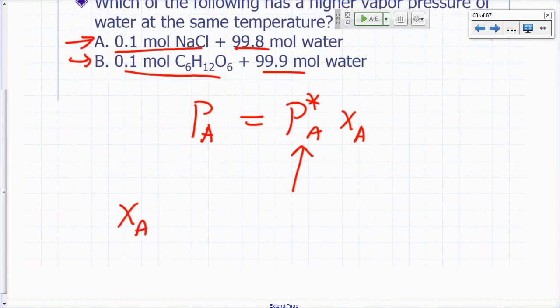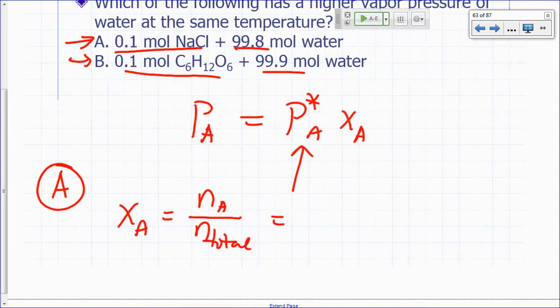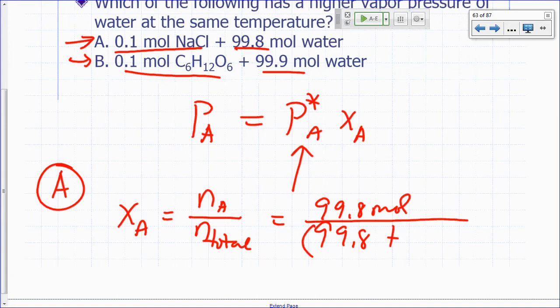So what's the mole fraction of water? X of A in this case is moles of A. So for choice A, what's the mole fraction of water? Moles of water over moles total, right? How many moles of water are in choice A? 99.8 moles. What's the total moles in choice A? 99.8 for water. But how many moles of solute particles do you have? Is it 0.1?